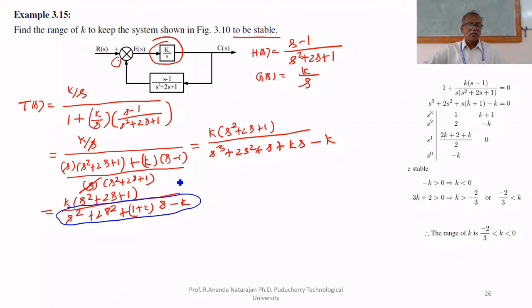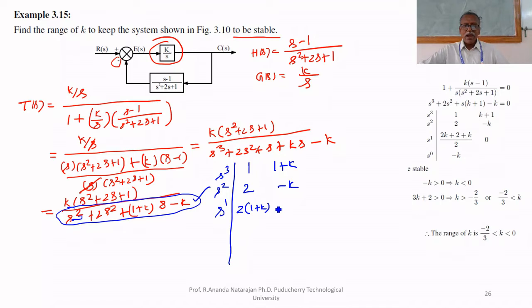So now we will apply the Routh array. We got the denominator polynomial, so we have to form the Routh array: S cube, S square, S power 1, S power 0. The first row is 1, 1 plus K. The second row is 2, minus K. S power 1 is 2 multiplied by 1 plus K minus of minus K, divided by 2. So S power 0 is minus K.